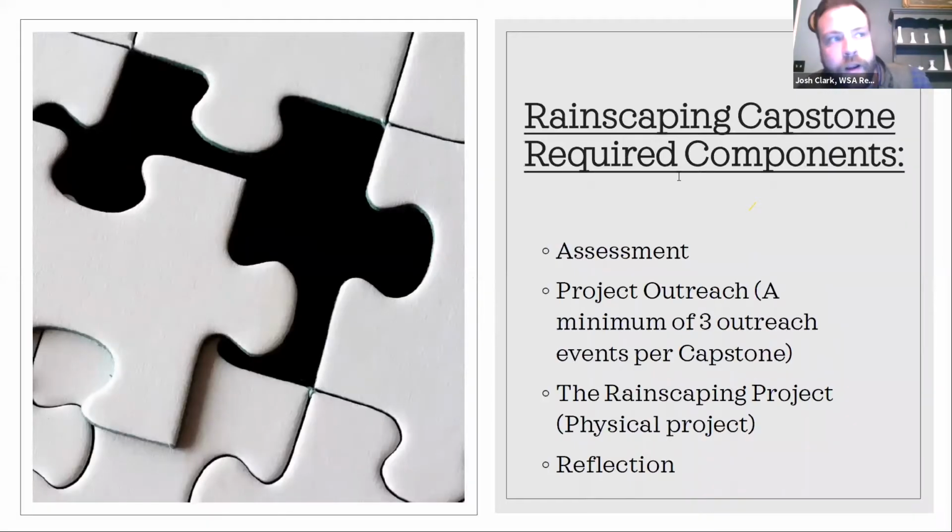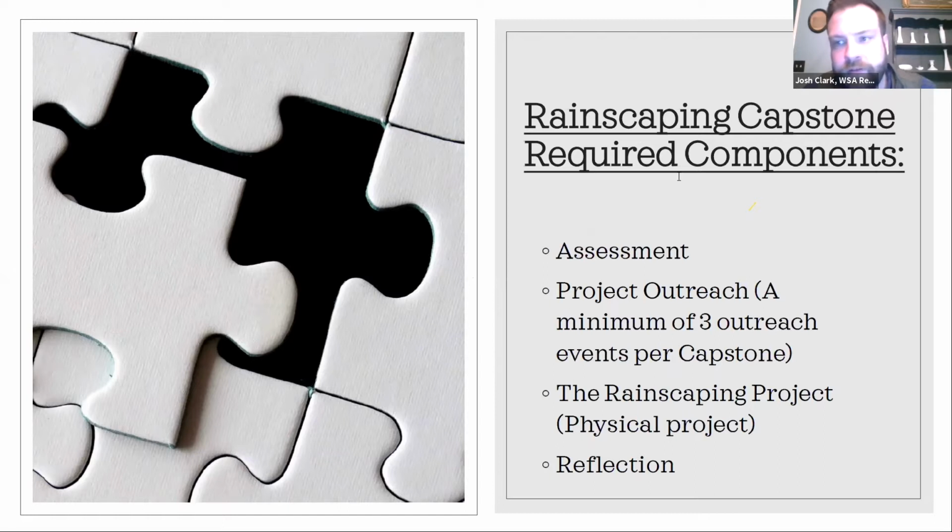So there are some required components to the rainscaping project. The first is your assessment. I believe Suzanne's going to go into a little bit more detail about that this evening. And then the project outreach, which we'll touch on a little later, is a minimum of 3 outreach events per rainscaping project. And we'll talk about some examples of those in a couple seconds.